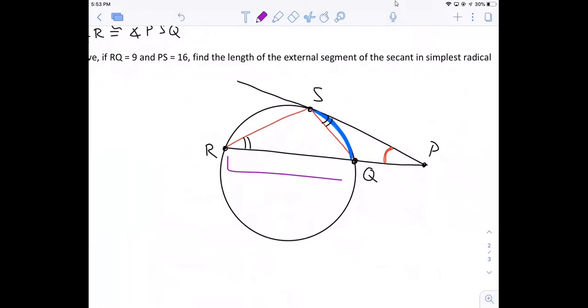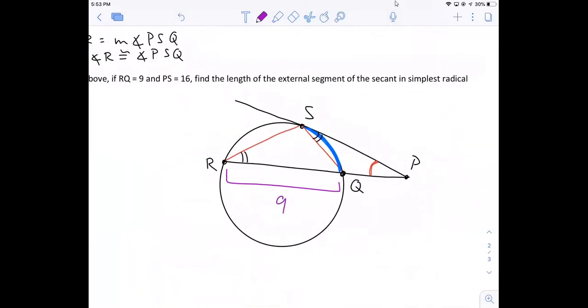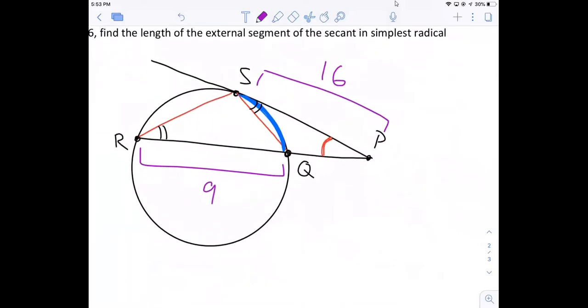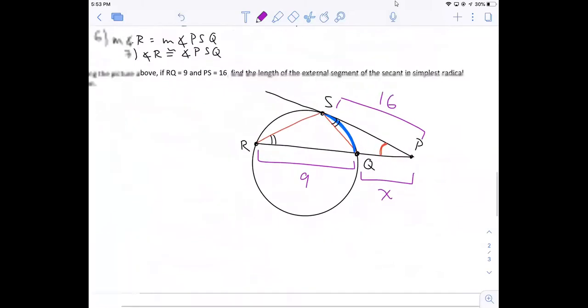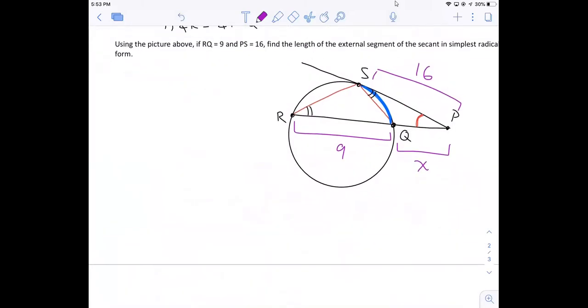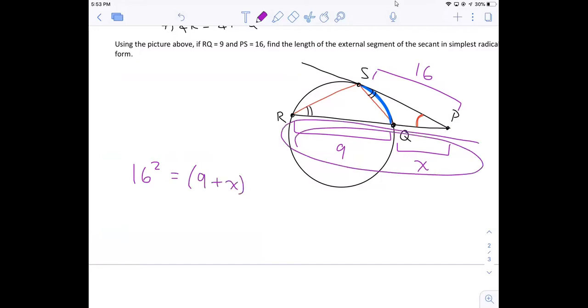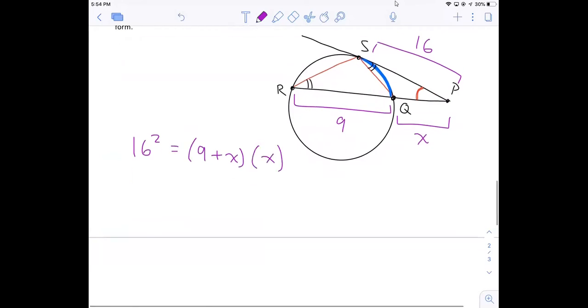RQ is 9 and PS is 16. And we're looking for the length of the external segment of the secant, which would be QP. So let's call that X. The theorem says that this tangent is the mean proportional. So I can say 16 squared equals, it's a mean proportional between the entire secant, which will have a length of 9 plus X, the entire thing, RQ, times its external portion, which would be just X.